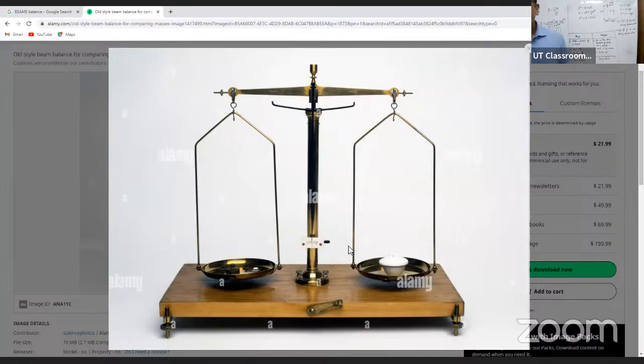At home it is mostly a spring balance because it is portable, right? But we can't weigh you with the spring balance. Somebody has to be really strong to weigh it, right?